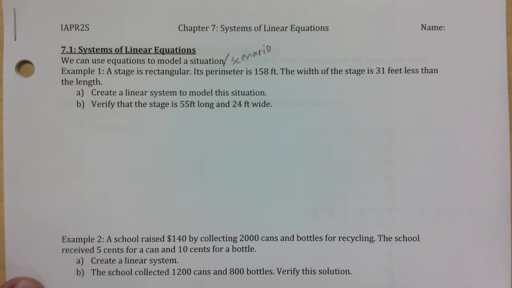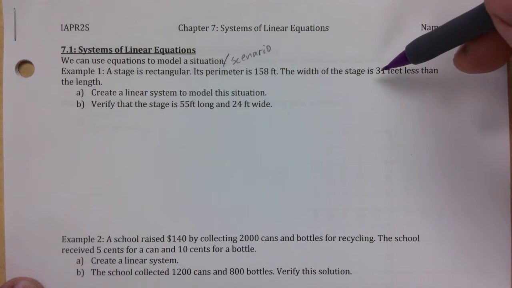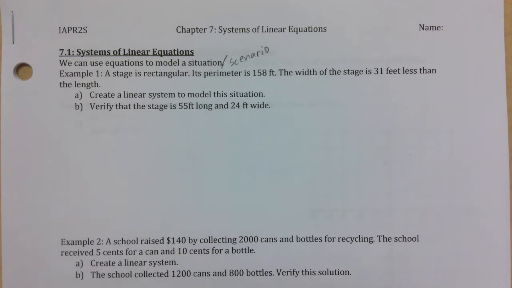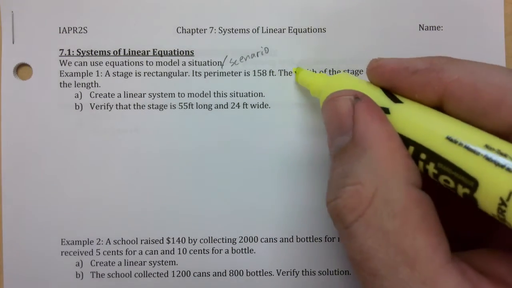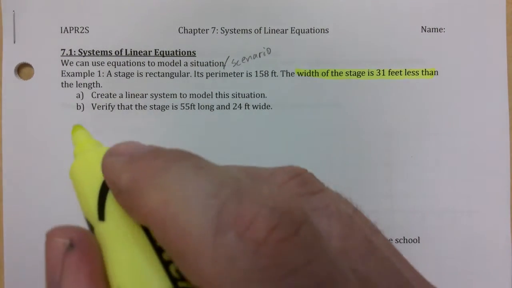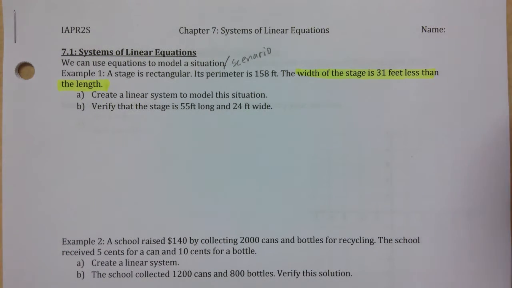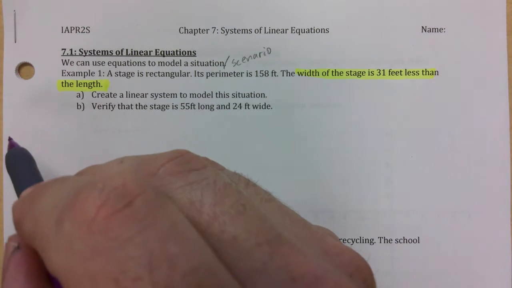Okay, so example 1. A stage is rectangular. Its perimeter is 158 feet. The width of the stage is 31 feet less than the length. Okay, the width of the stage is 31 feet less than the length. Okay, and so what we have here is a stage, right?